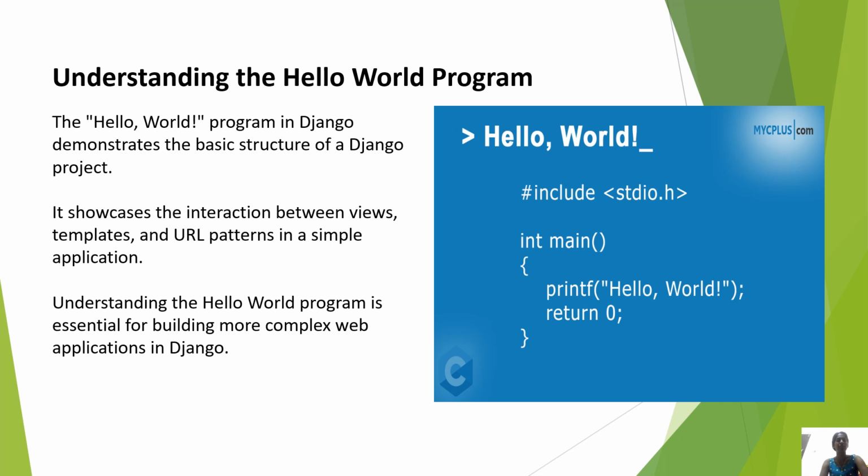Understanding the Hello World program. The Hello World program in Django illustrates the basic structure of a Django project. It shows the interaction between views, templates, and URL patterns in a simple application. Understanding it is essential for building more complex applications in Django.